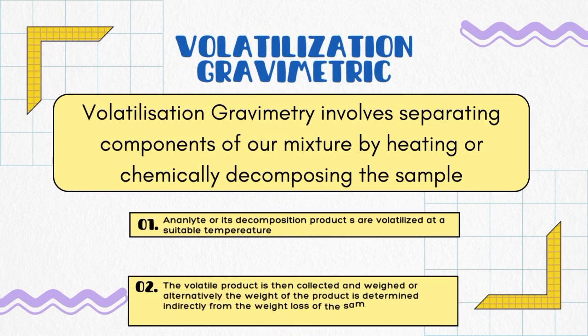The second one is volatilization gravimetry. Volatilization gravimetry involves separating components of a mixture by heating or chemically decomposing the sample. There are 2 steps in volatilization gravimetry. The first one is the analyte or its decomposition products are volatilized at a suitable temperature. Then the volatile product is collected and weighed, or alternatively, the weight of the product is determined indirectly from the weight loss of the sample.